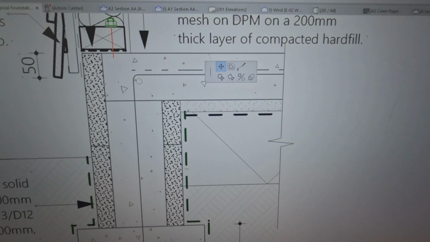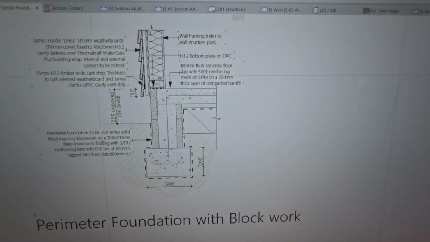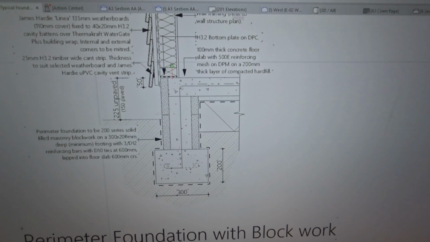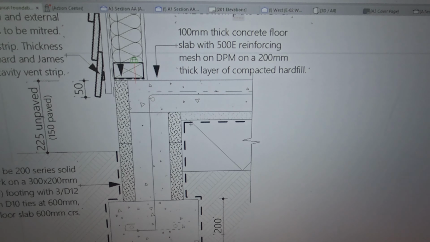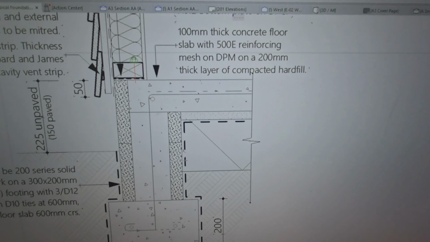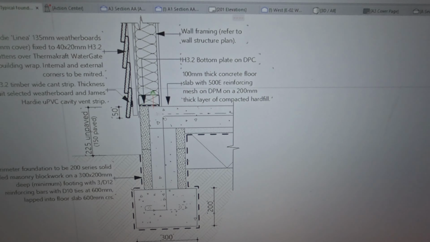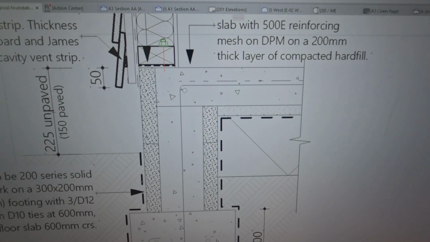So the specification will be a perimeter foundation of 200 series solid fill masonry block work on a 300 by 200 millimeter deep footing with 3 D12 reinforcing bars, and then you have your D10 ties at 600 centers, lapped 600 millimeter into the floor slab at 600 millimeter centers. And then you've got your insulation, and your sand blinding, and then your hardcore down there, or engineering fill, and then your insulation will come right up to the finished ground level.